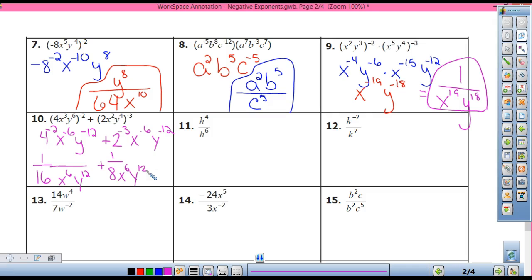Okay? Yeah, so I have to go 1/16 plus 1/8. What's my common denominator? 16, so how do I get 8/16? Multiply by 2, so I have 1/16 plus 2/16 gives me 3/16 x to the 6, y to the 12.